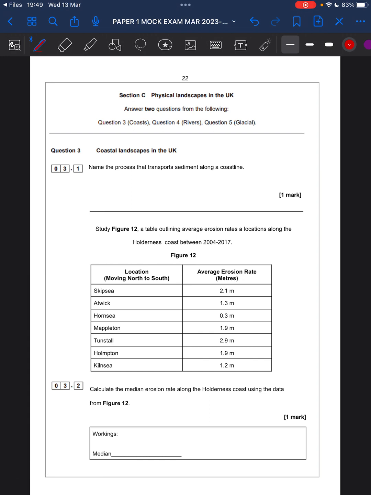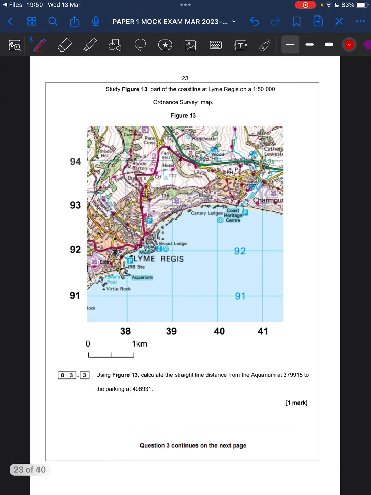Okay, I'm looking at my time. I think I'm going to overrun, but we'll be all right. Okay. Name the process, LSD. 3-2, just work out the median. I believe it's 1.9. That was quick.